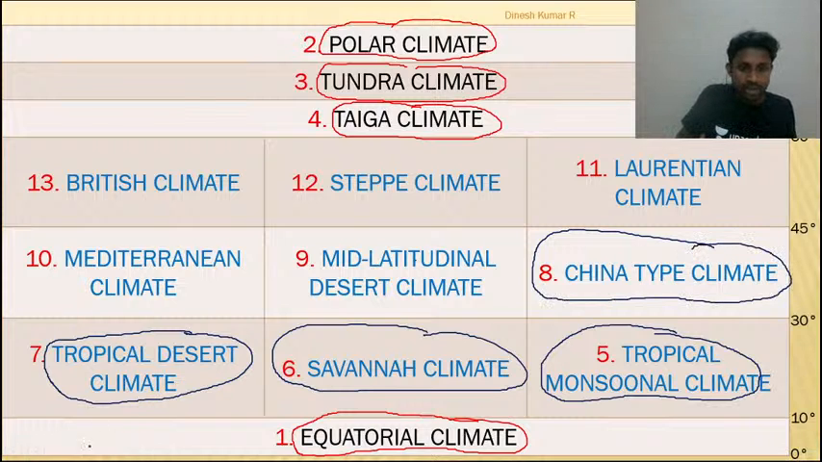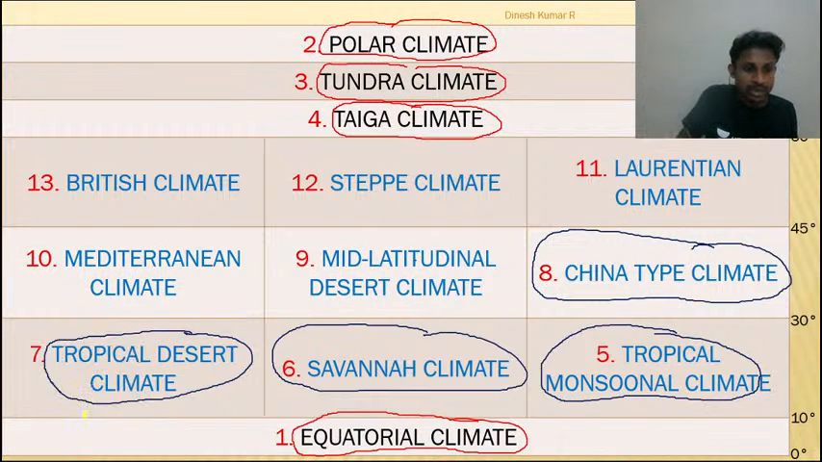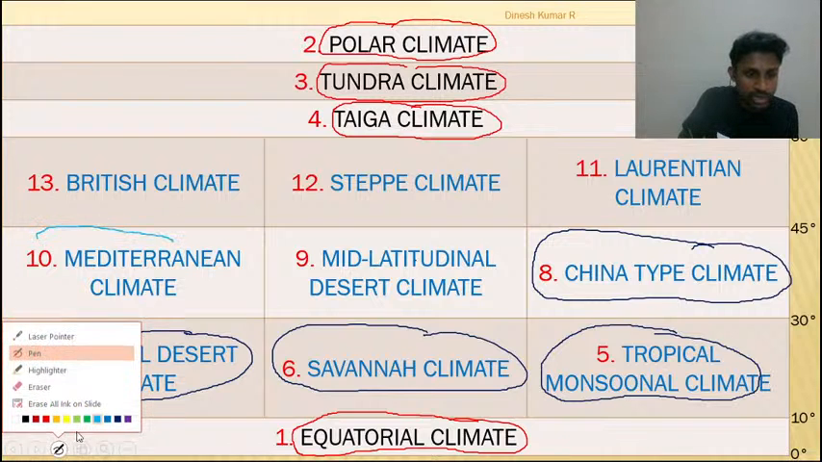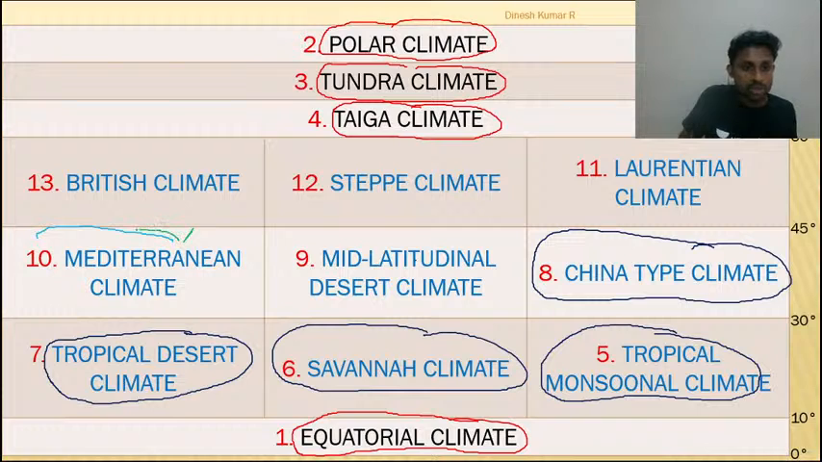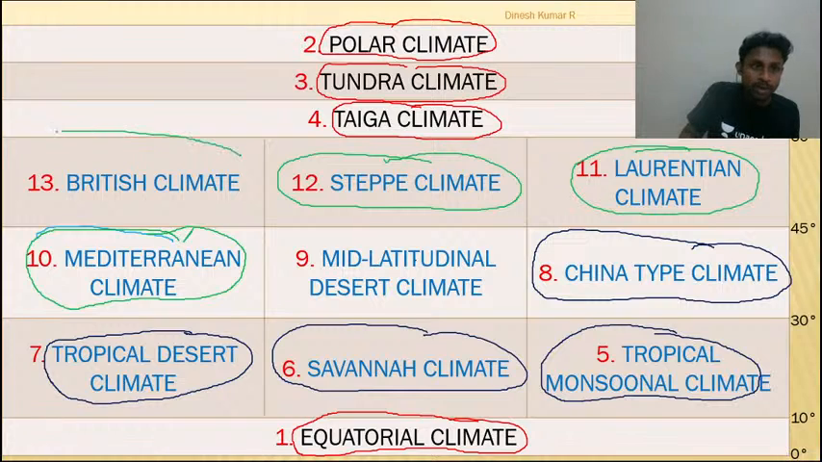Now can I say my next one, that is Mediterranean region? Give me a second. Okay, can I say the Mediterranean region is westerly? Let me change the color, I'm sorry for that. Yes, can I say this is westerlies regulated climatic region, Laurentian is westerly regulated climatic region, Steppe is westerly regulated climatic region, and British type is westerly regulated climatic region.